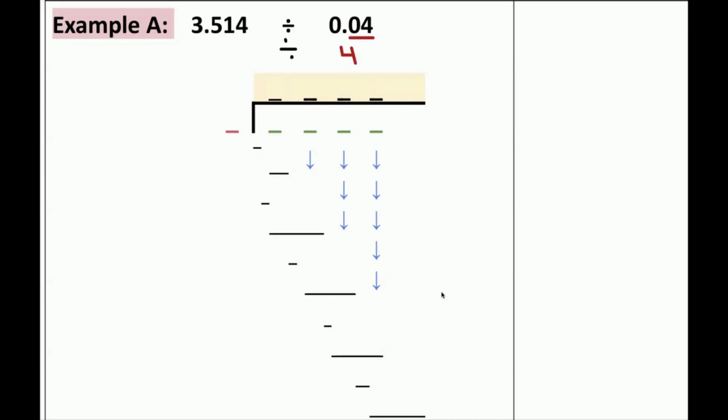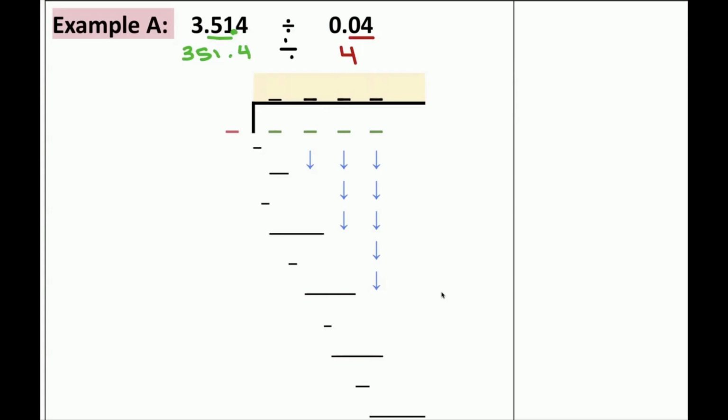And I'll bring down my division symbol. And if I move my decimal forward 2 spots in my divisor, I have to do the same thing in my dividend. So 3.514, I'll move my decimal forward 2 spots, and it'll become 351.4. So this is our new problem, what's written in green and red. So now we can set it up in our house.